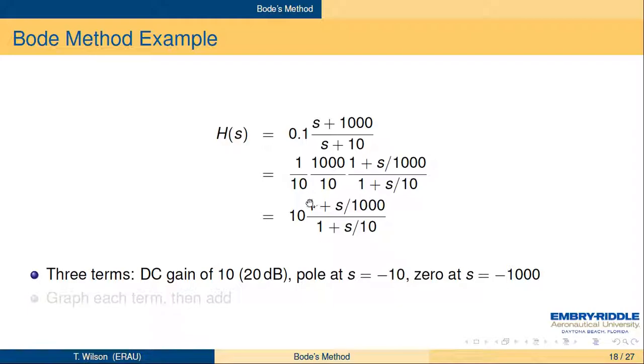And then we have these terms of the form we said we needed the terms in. So 1 plus s over 1,000, 1 plus s over 10. So for each of magnitude and angle, you just graph each one of these terms separately, and then you add them up, because they're logarithms of products, you can add them up.